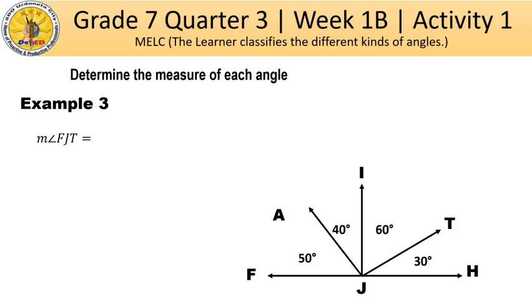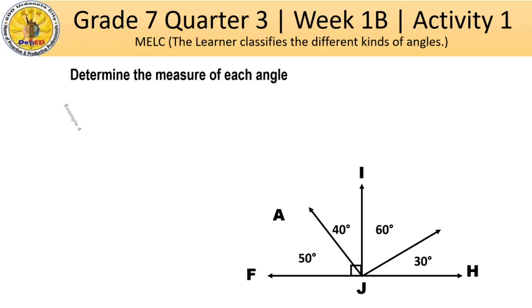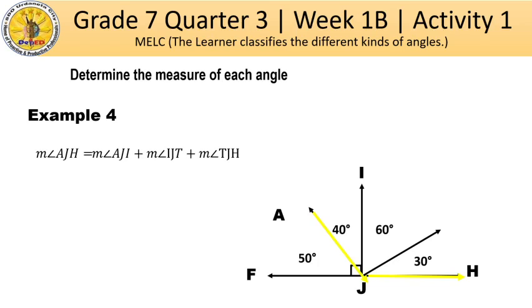How about the measure of angle FJT? So, angle FJT is an obtuse angle. So, the operation that we're going to use is addition. So, we just add the degrees inside that angle FJT. So, angle FJA plus angle AJI plus angle IJT, the answer is, so 50 degrees plus 40 degrees plus 60 degrees, the answer is 150 degrees. Another example. Again, we just determine the measure of an obtuse angle. So just add angle AJI plus angle IJT plus the measure of angle TJH, 40 degrees plus 60 degrees plus 30 degrees, then the answer is 130 degrees.